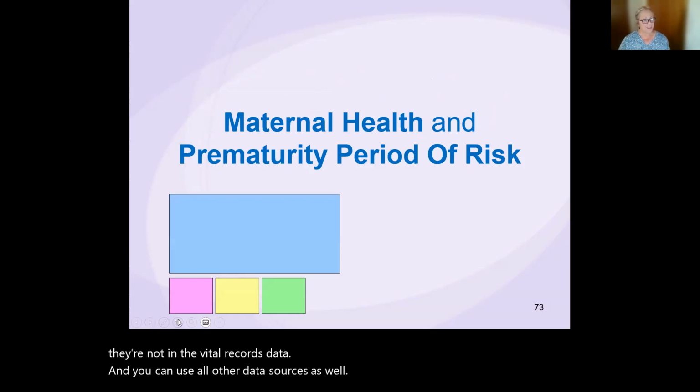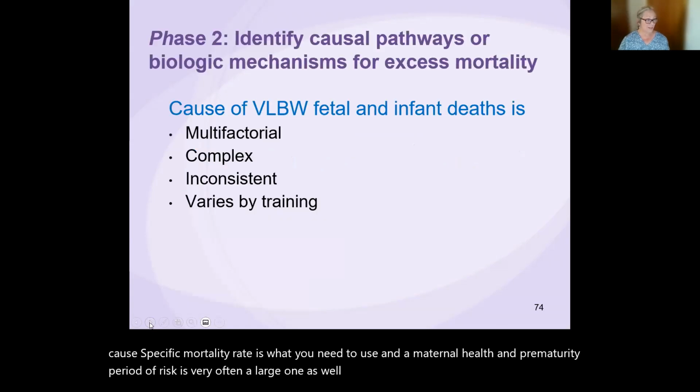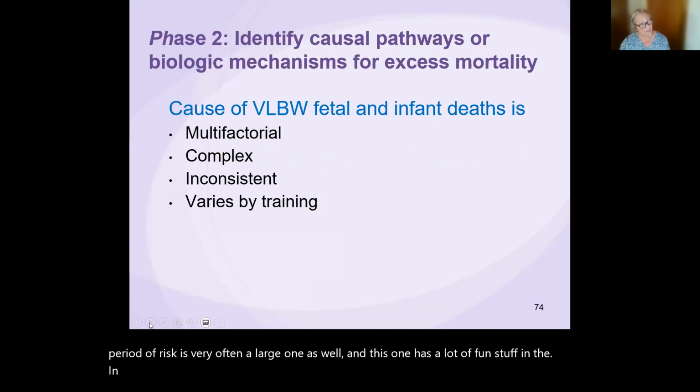So that's really a light touch on the infant health period. The most important thing is the cause-specific mortality rate is what you need to use. And a maternal health and prematurity period of risk is very often a large one as well. And this one has a lot of fun stuff in the protocol, in the analysis protocol.